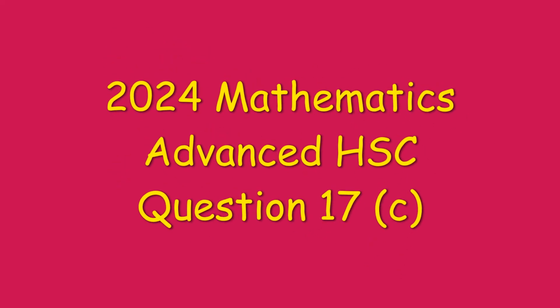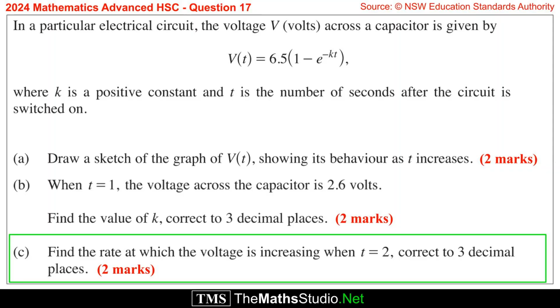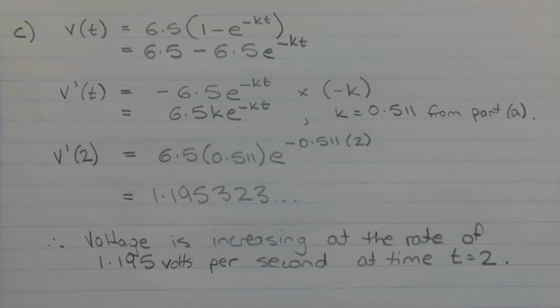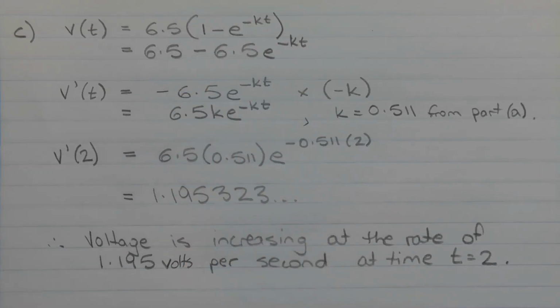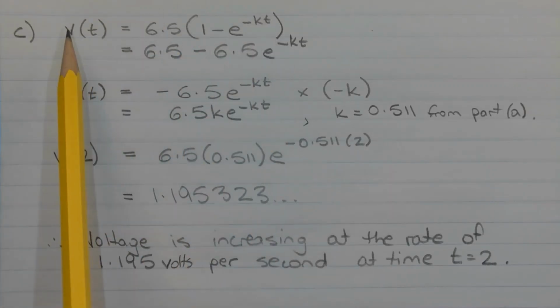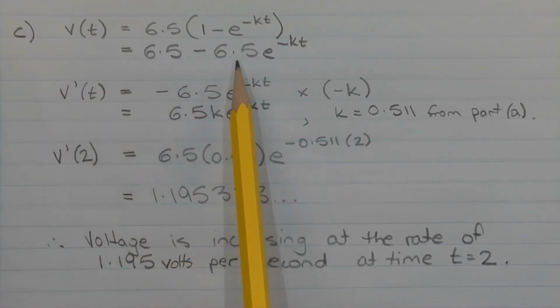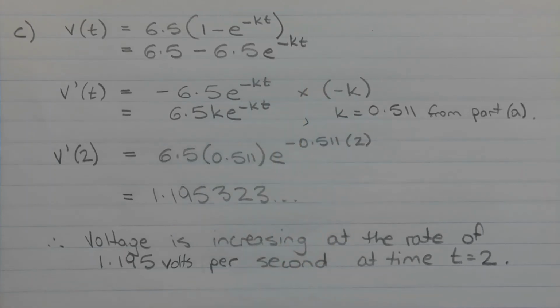Part C. Find the rate at which the voltage is increasing when t equals 2, correct to 3 decimal places. Part C is asking for an instantaneous rate of change of voltage with respect to time. So we will need to differentiate the voltage equation V of t equals 6.5 times (1 minus e to the power of negative kt) with respect to t. To make the differentiation a little easier, we can expand the brackets first. So V of t is equal to 6.5 minus 6.5 e to the power of negative kt.